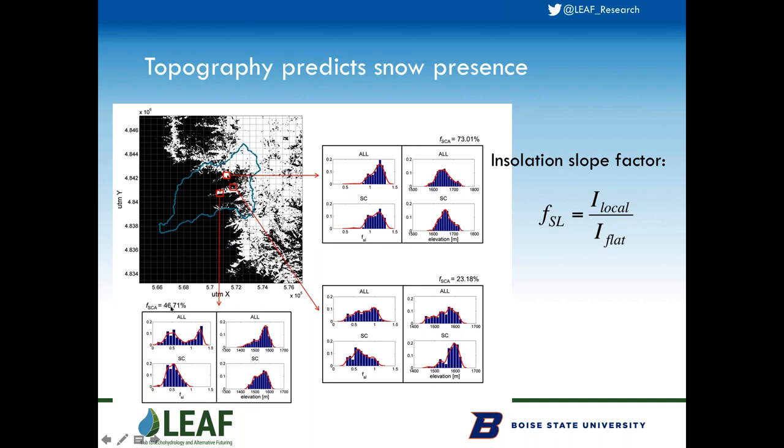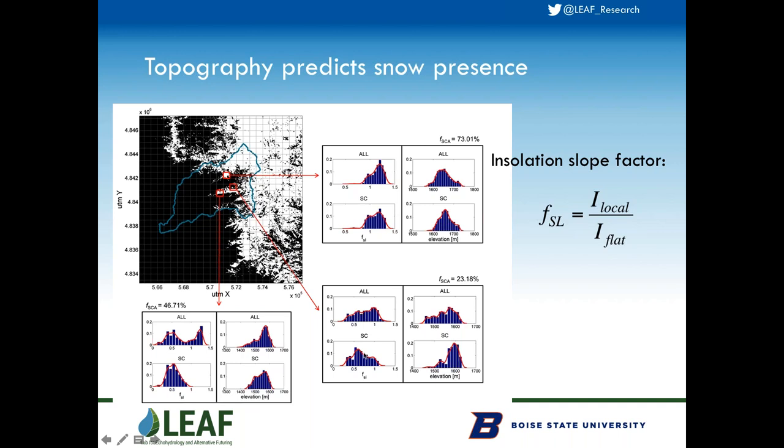So, about 25%, 50%, 75% snow cover. You see that if you look at the distribution of slope factors between all pixels within a 1 kilometer by 1 kilometer window, if you look at the distribution of snow cover, those pixels that are snow covered are associated with slope factors that are very different in their distribution from those from all of the hill slope scale facets within that 1 kilometer by 1 kilometer window.